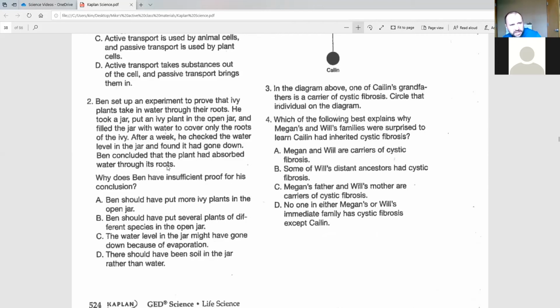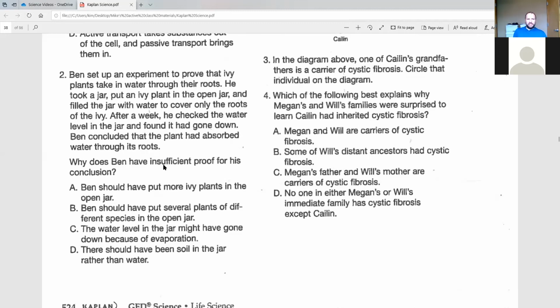Number 2 is Ben sets up an experiment to prove that ivy plants take in water through their roots. He took a jar, put an ivy plant in the open jar, and filled the jar with water to cover only the roots of the ivy. After a week, he checked the water level in the jar and found that it had gone down. Ben concluded that the plant had absorbed water through its roots. Why does Ben have insufficient proof?